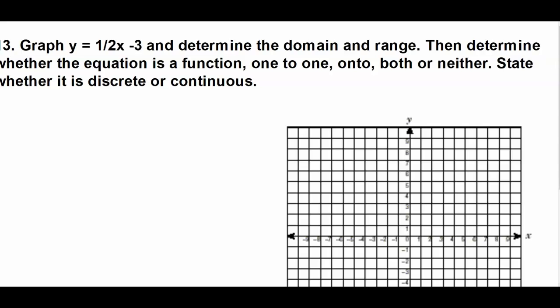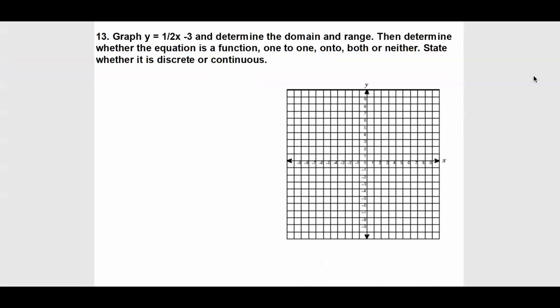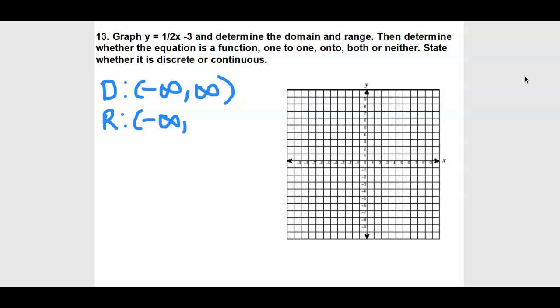And then in the next example, what we want to do is graph that. So in order to graph it, we're going to create a table because we don't really know how to graph without a table yet. It says determine the domain and range. The domain and range of a line is always all reals. So since this is the equation of a line, the domain and range is all reals.